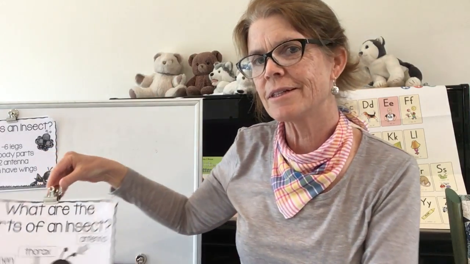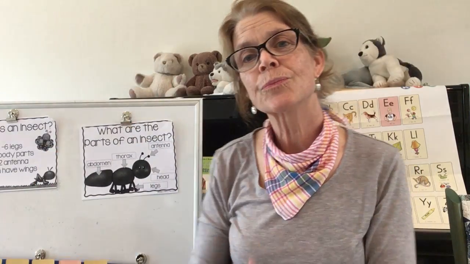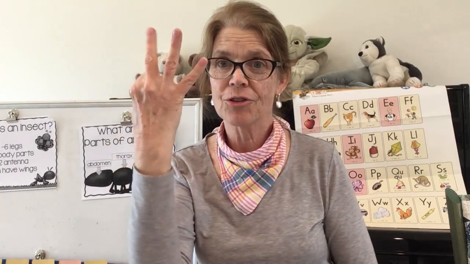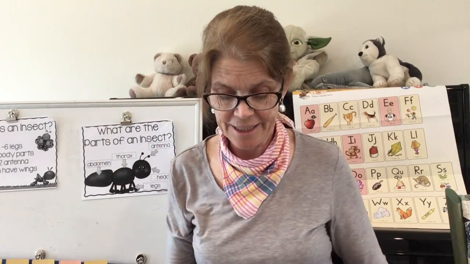How many legs does an insect have? If you said 6, you're right. They have 3 legs on one side, 3 legs on the other side. 3 plus 3 is 6.